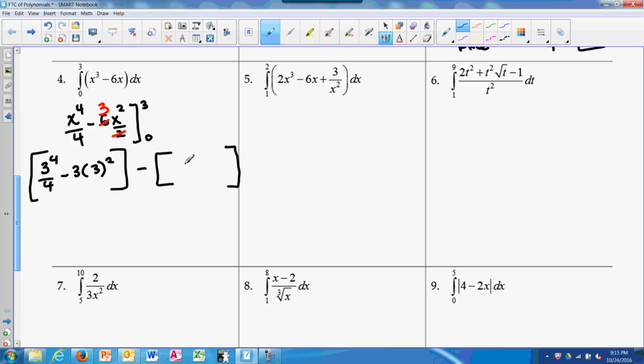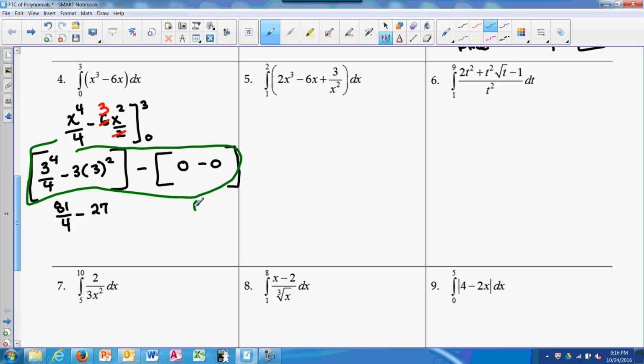So if I substitute the bottom in, I simply get 0 minus 0. So 3 to the 4th is 81. 3 cubed is 27. Again, if this were a free response, this would have been my answer for the free response. Even if I had the minus zeros, still okay to leave them.